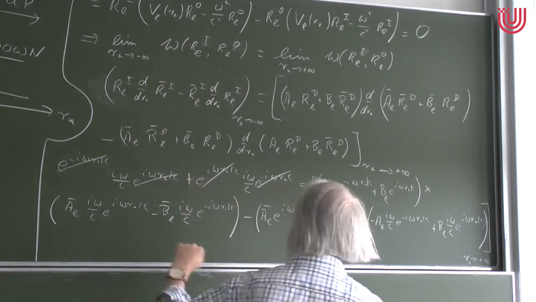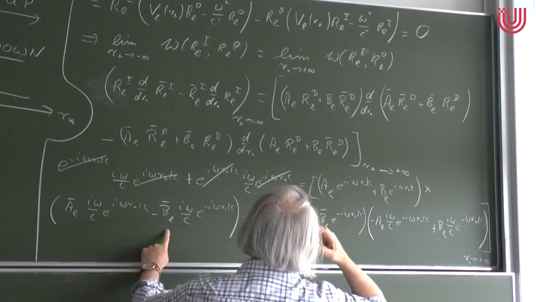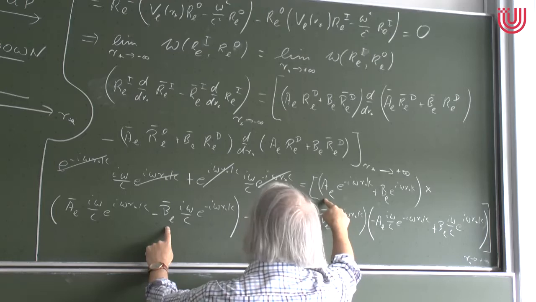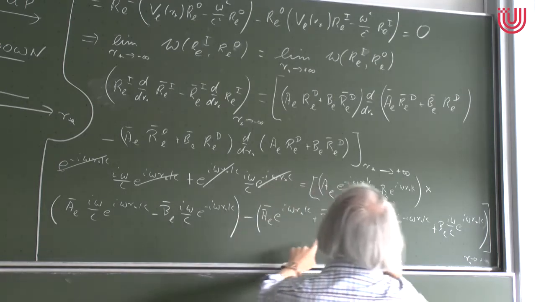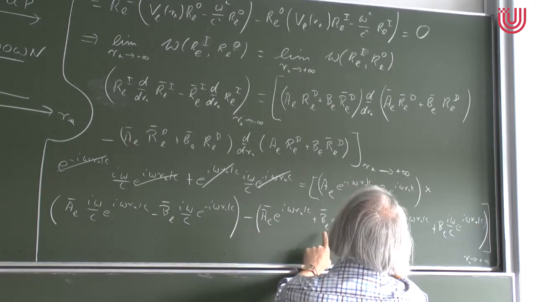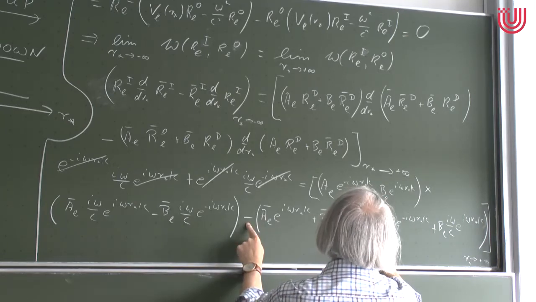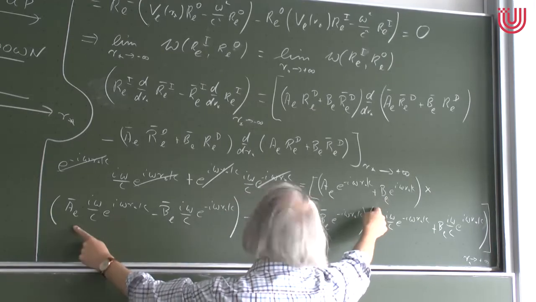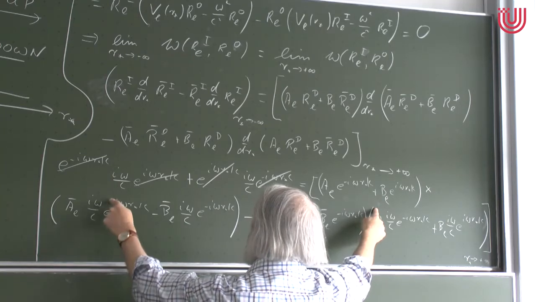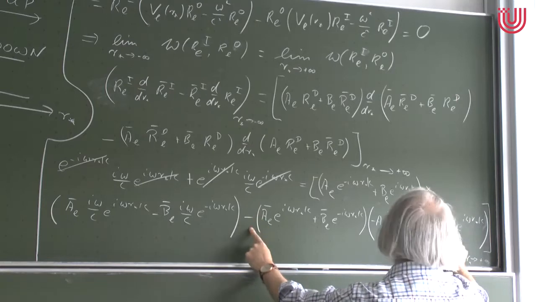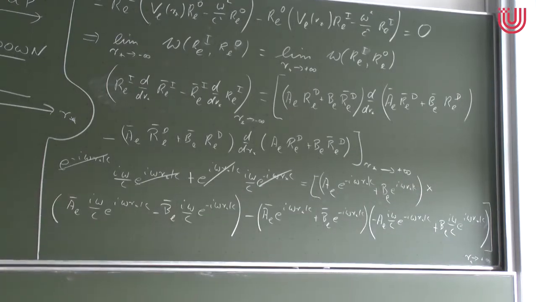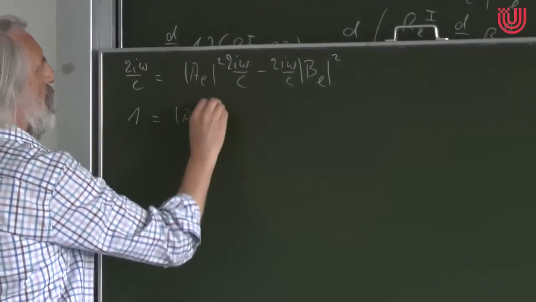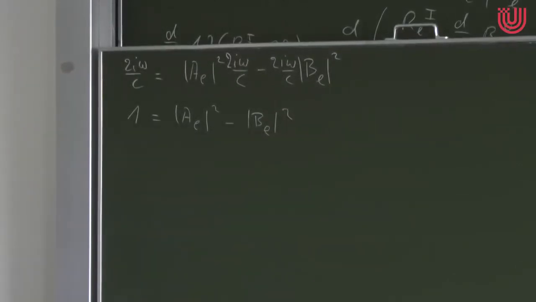And then I have the two terms where an A hits a B. So this gives A_L B_L bar with a minus i omega over c e to the minus i, and the same term comes here with a plus. These two terms together, minus sign gives plus sign, and the rest is the same, so these two terms kill each other. And the same thing here. Then comes the B_L A_L bar, with plus i omega over c times exponential twice, and here minus i omega over c exponential twice. So the rest is zero, and we are already done. I can divide by 2i omega over c, and I get 1 is A_L bar squared minus B_L bar squared. Simple equation. That's what I wanted to derive.